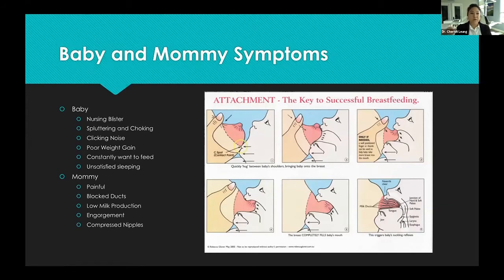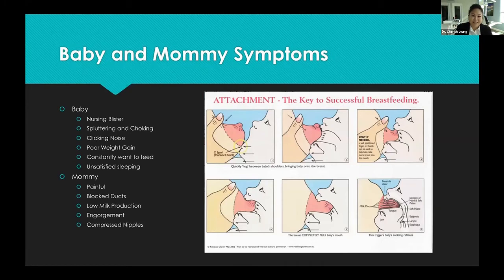So how about for all the symptoms that I was talking about? Well, baby, you want to look for that nursing blister. When they're feeding, do they splutter and choke a lot because their latch isn't good, so it's going everywhere? Do you hear that clicking noise? Are they not gaining any weight? We know that babies, when they first come home from the hospital, do lose some weight, but are they not gaining that weight back? Is their pediatrician concerned? Do they constantly want to feed? Are they every 30 minutes asking mom to feed?